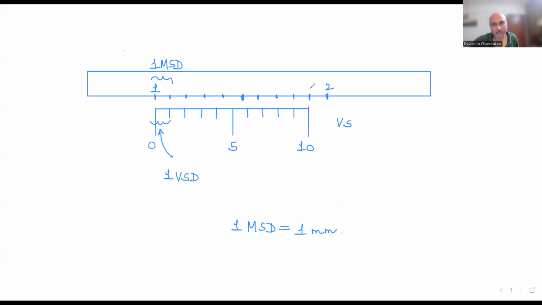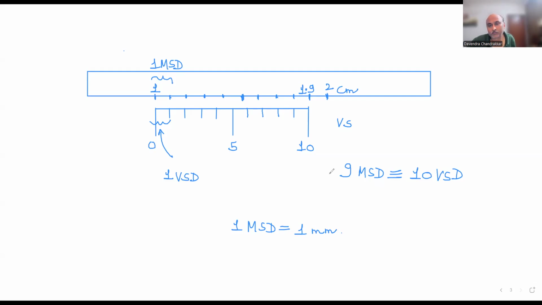So here you can see that between 1 and 2 centimeter mark, 9 main scale divisions. Can you guys see this? 9 main scale divisions. This is 1.9 mark. So 9 main scale divisions are coinciding with 10 Vernier scale divisions. Yes or no? Yes, sir. The length of 9 main scale divisions is equivalent to 10 Vernier scale divisions. Yes or no? All of you tell me this. Yes, sir.